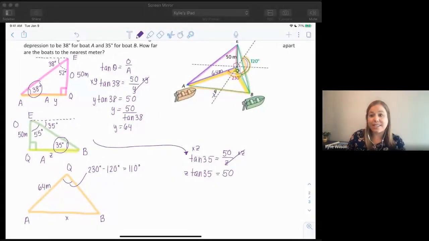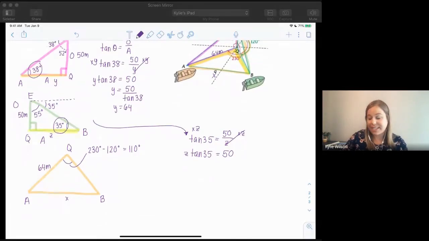And then in order to further isolate Z and get it all by itself, let's divide out that tan 35. So that gives us that Z is equal to 50 divided by tan 35, which gives us 71.4 meters. So now I have 71.4 meters, and I can put that on the orange triangle. Now if I look at my orange triangle, I'm going to look for x.